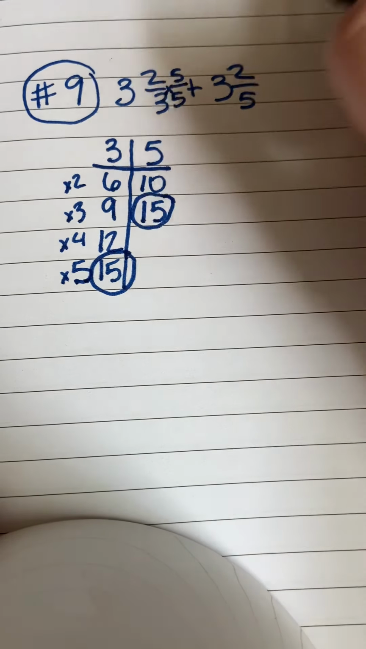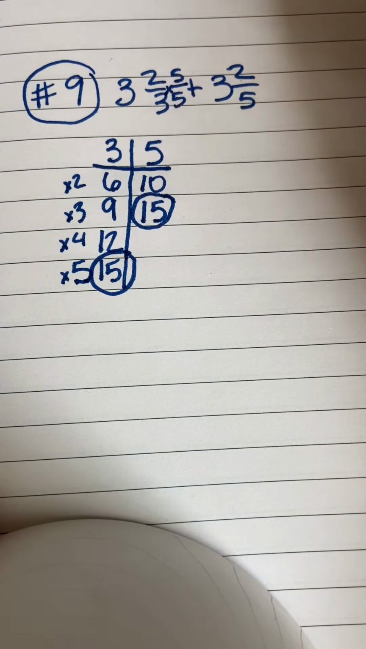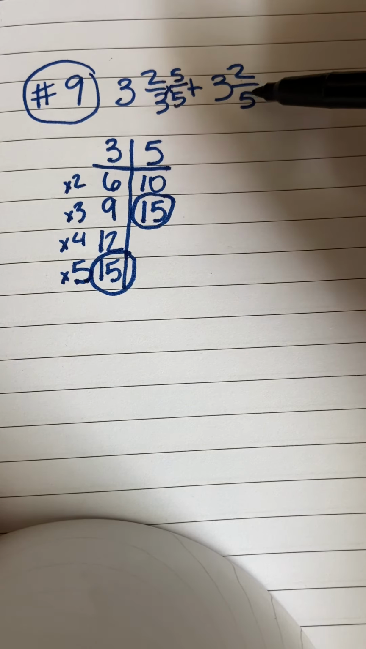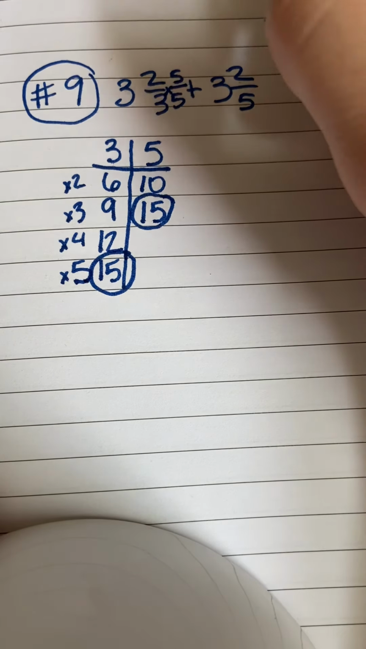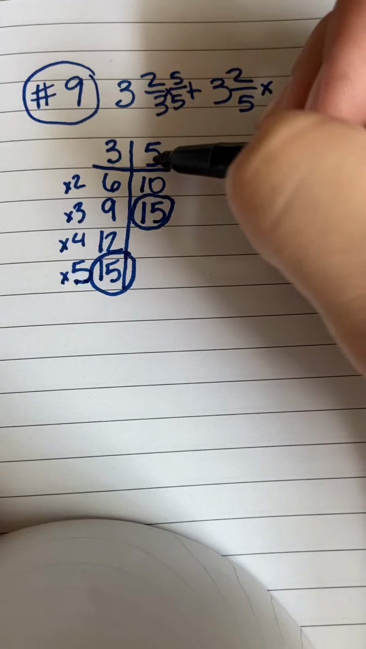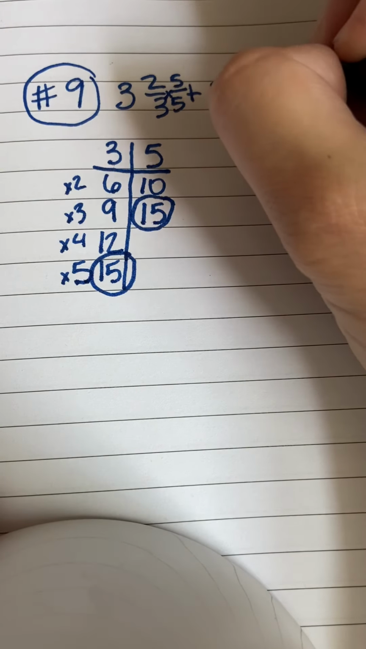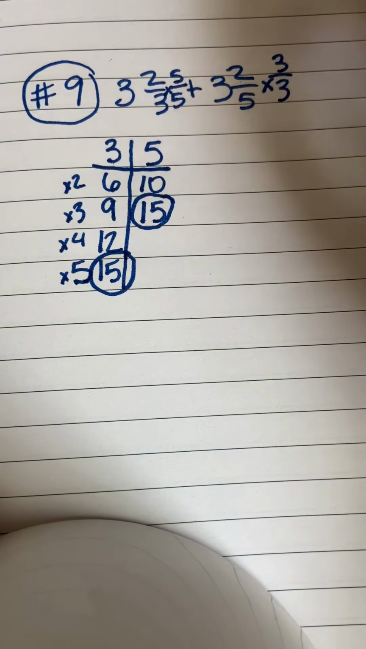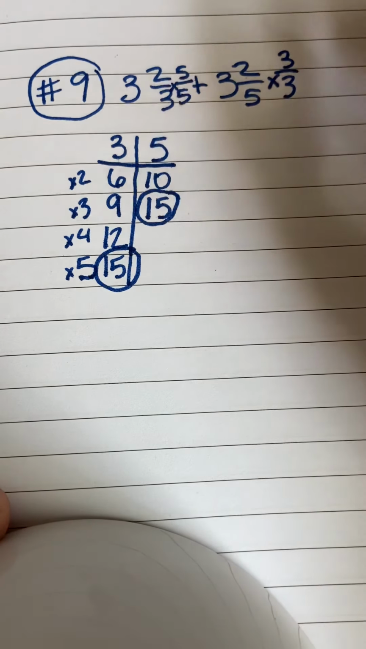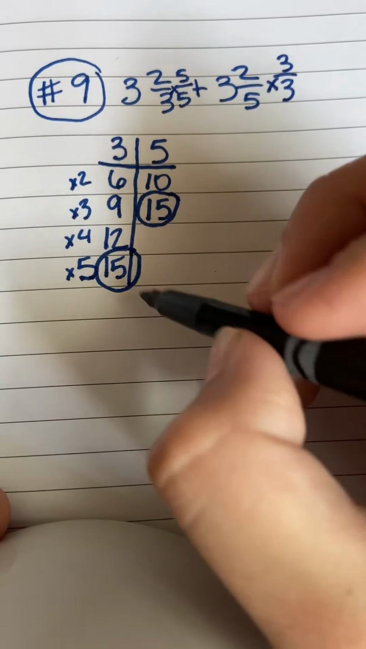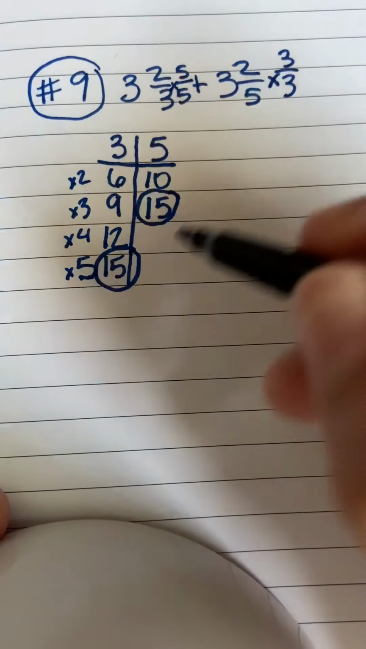All right, now I'm going to do the same thing for 5. How many times do I have to multiply 5 to get 15? I have to multiply it 3 times. 1, 2, 3. So I'm going to write that up here. All right, now I'm going to multiply straight across, and I'm going to write that down here so that I don't get confused. I'm running out of space up here.